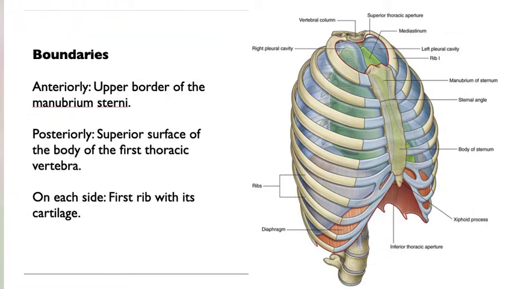The boundaries now. Anteriorly, the upper border of the manubrium sterni. Posteriorly, the superior surface of the body of the first thoracic vertebra. And on either side is the first rib with its cartilage.